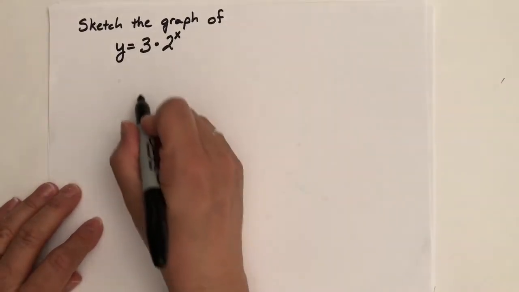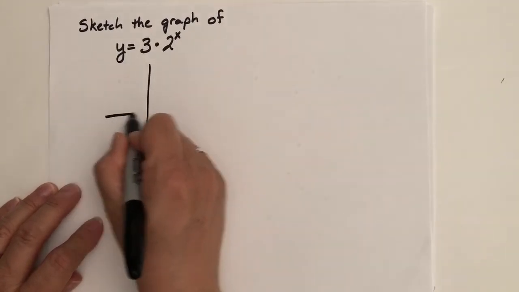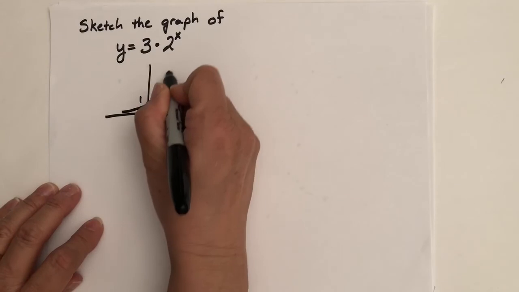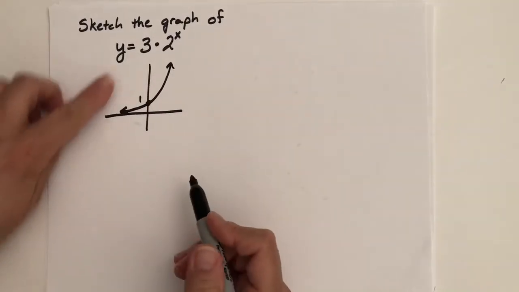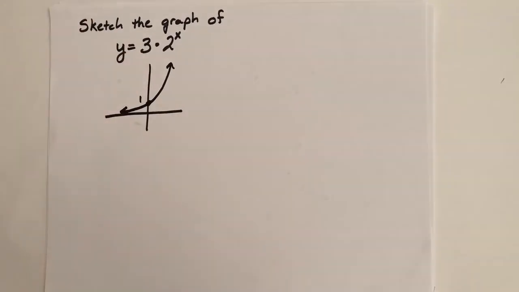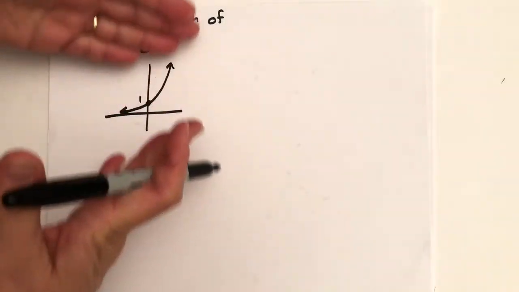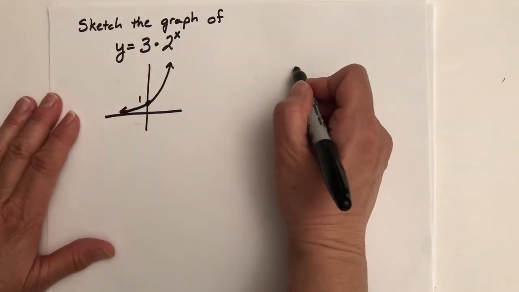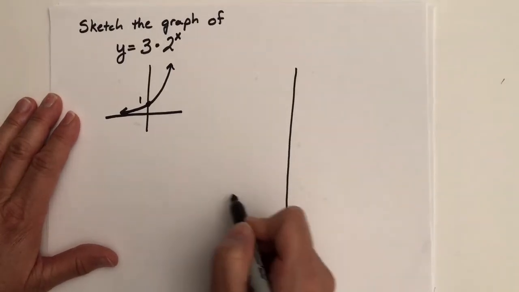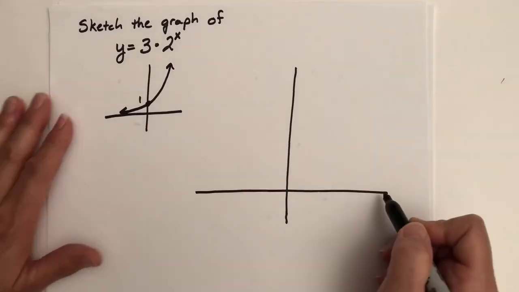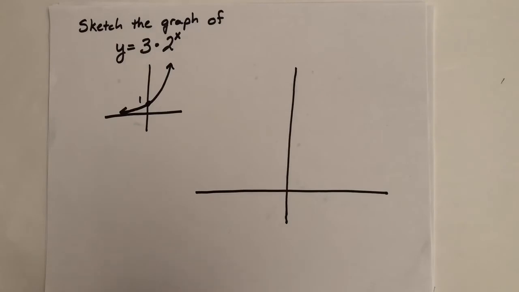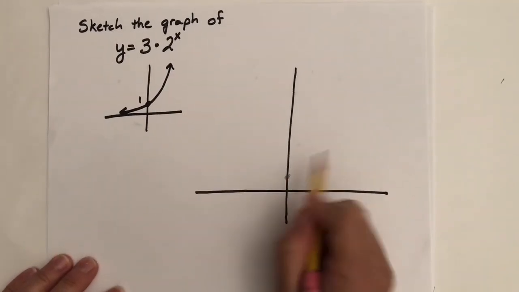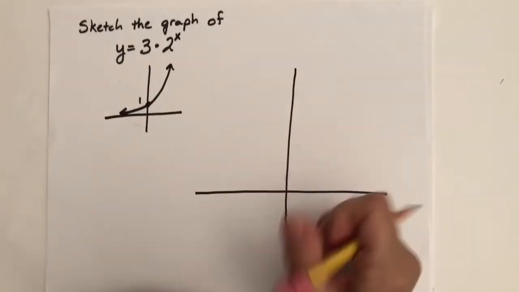Again, our base graph looks like this. Our 2 to the x graph looks like this. Remember what multiplying by 3 does to a function? It stretches it out with respect to the x-axis. So let me do this. I'm going to graph y equals 2 to the x for just a moment here, and I'll do it in pencil. Here will be, let me make it a little bit lower.